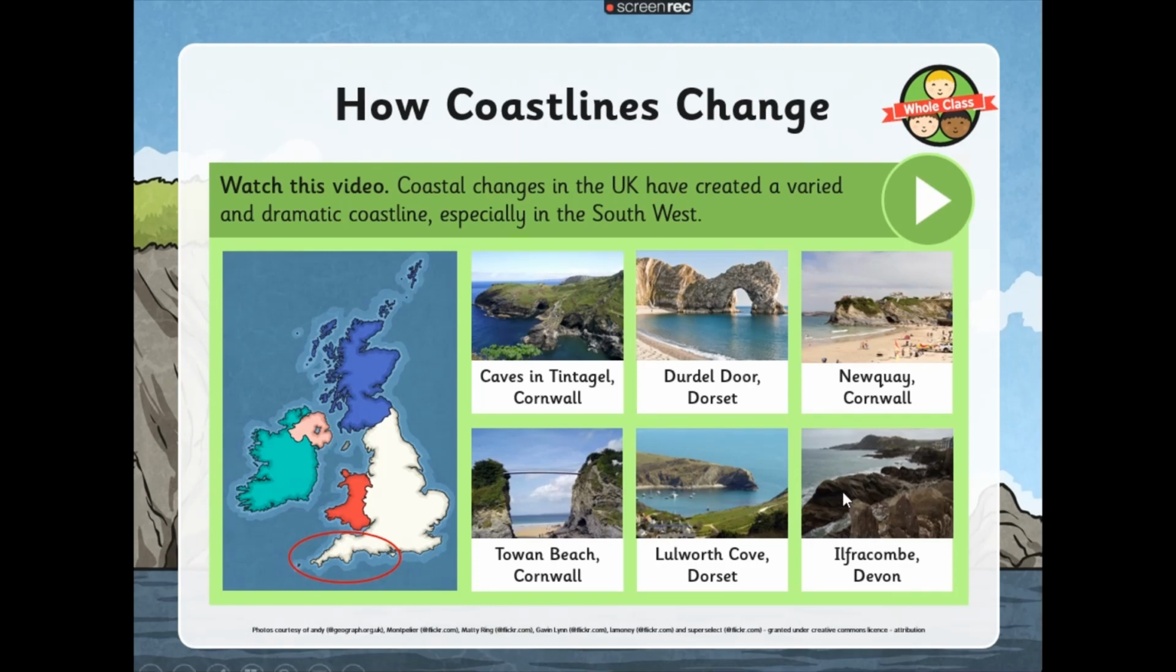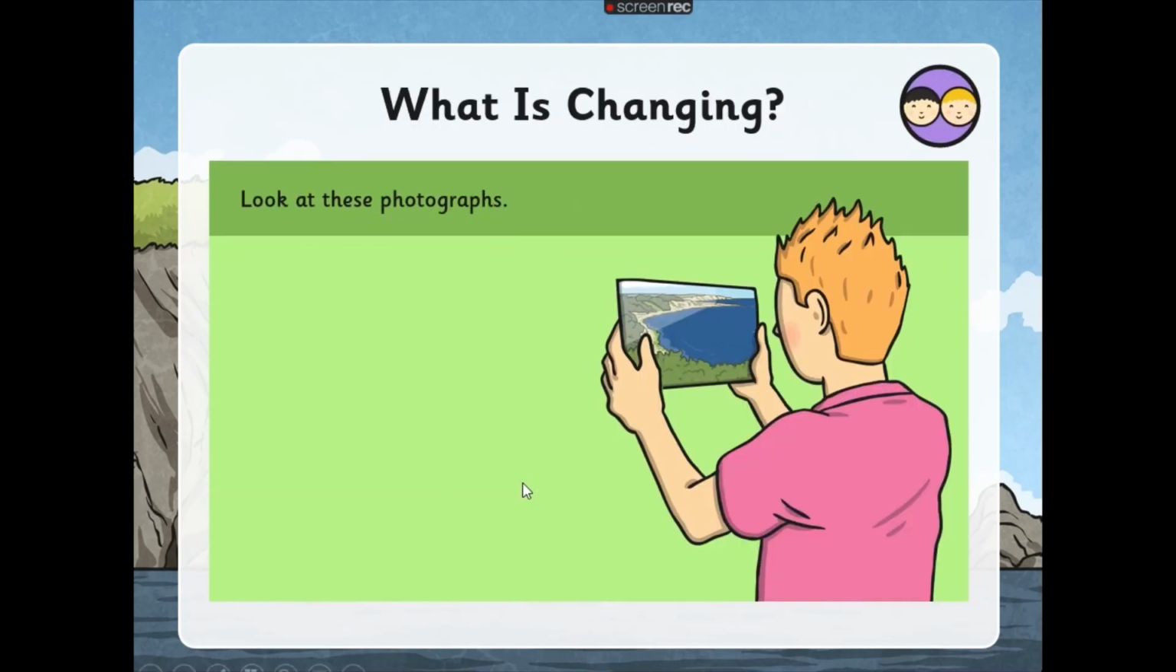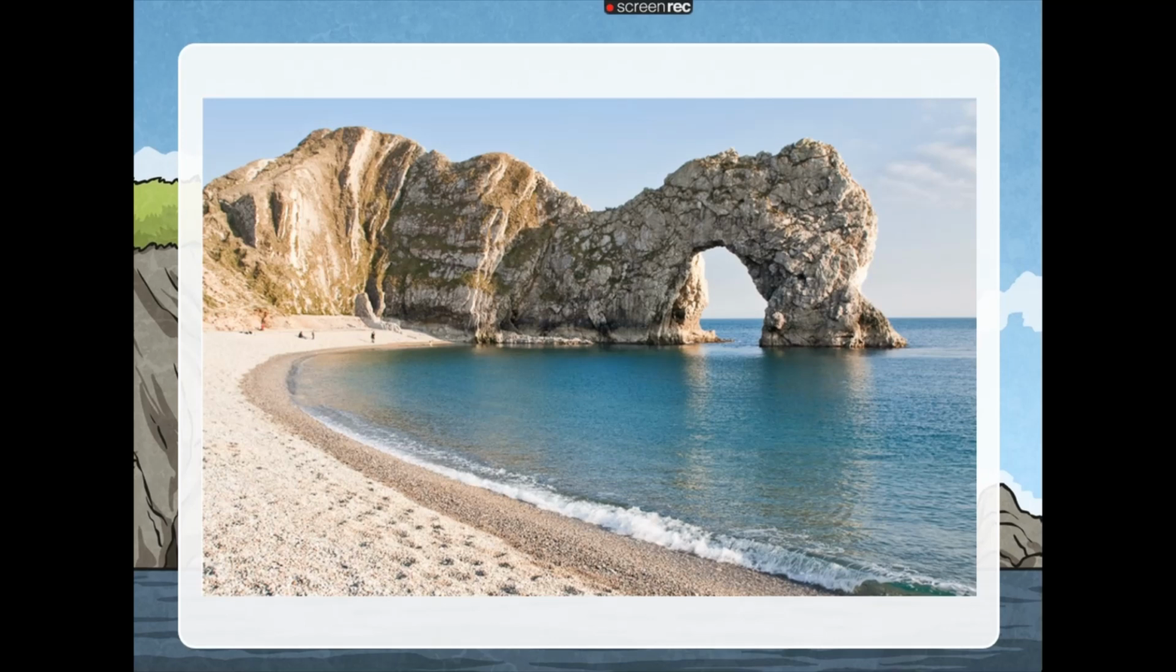Now here are some examples, and I'm going to focus on some of these here. So let's look at these photographs. Have a think, how did it used to look? How might it change in the future? And why is this a positive or a negative thing? So let's have a look at this first one here. Think about how the land may have looked originally. What might happen to it in the future? And of course, how has this affected the local area?